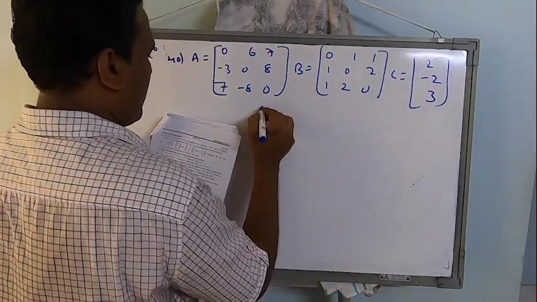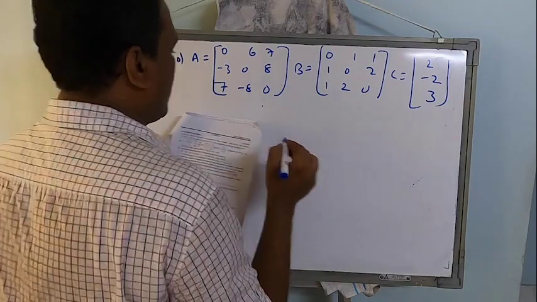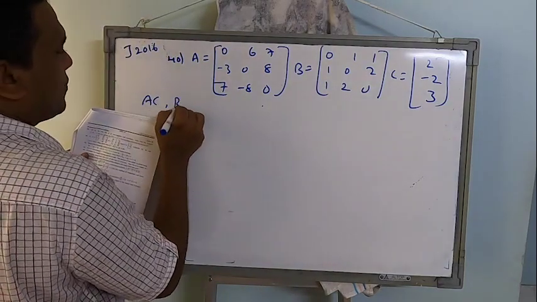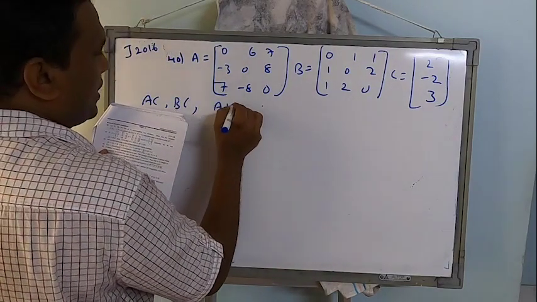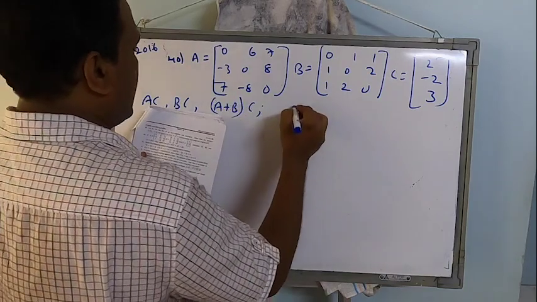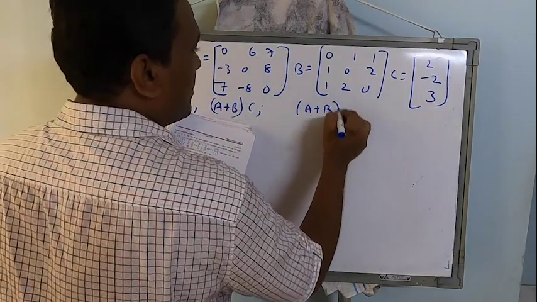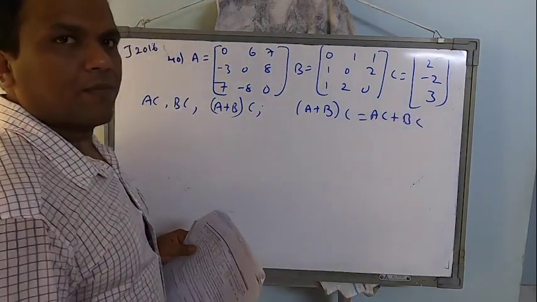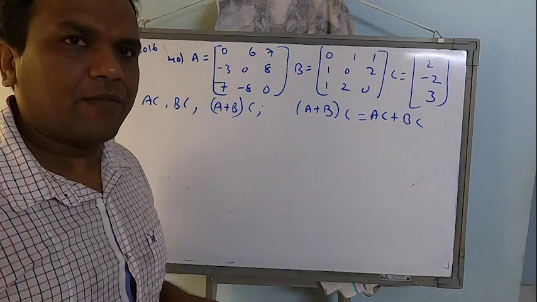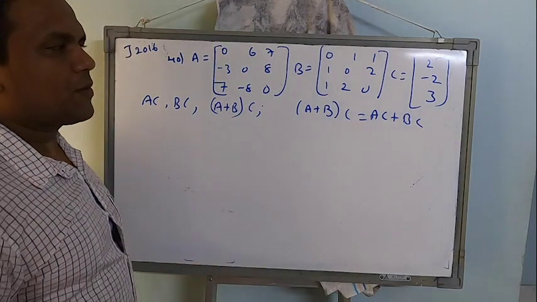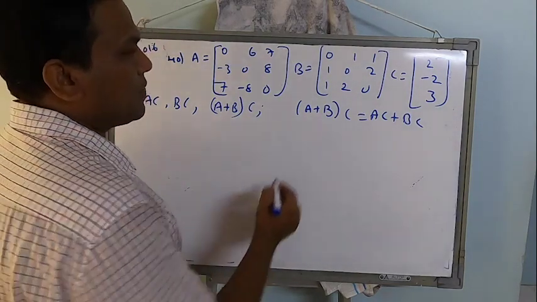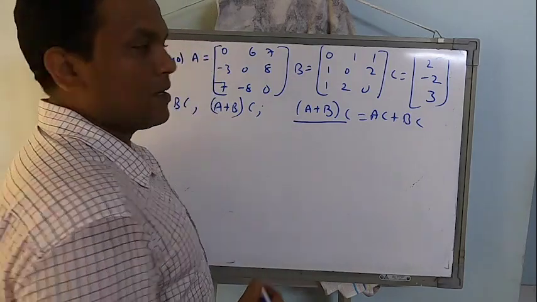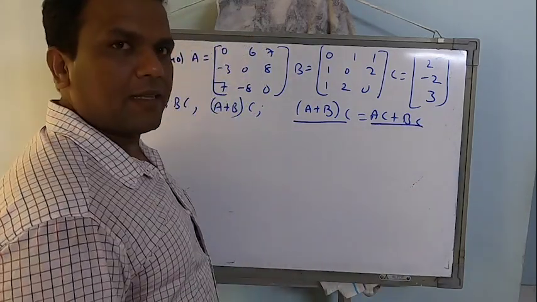What we have to do is find out AC, find out BC, find out (A plus B) multiplied by C, and then verify (A plus B) multiplied by C equal to AC plus BC. This is the condition we have to verify. We already did a similar kind of problem. So first thing, find out LHS and RHS separately and then compare.